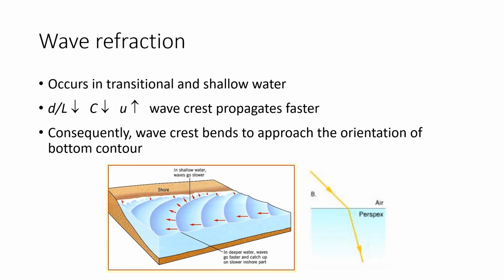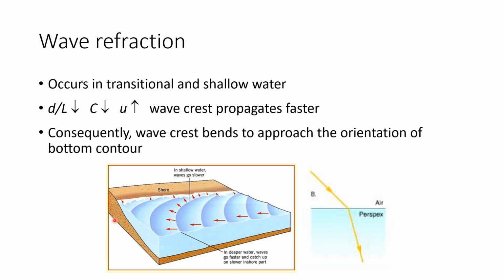How does it respond? As we know, when d over L reduces, when the relative depth reduces, then the wave celerity reduces and the wave particle motion increases. So since the wave celerity decreases, if we look at this figure, it tells us that when the wave is moving at a certain angle towards the shoreline, the side here hasn't felt the bottom, but the side here felt the bottom first.